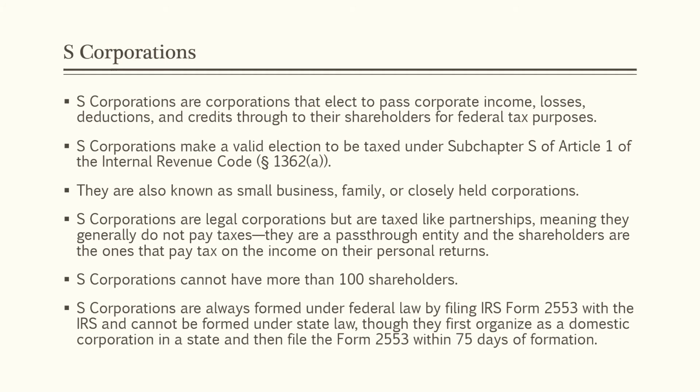Finally, S corporations are always formed under federal law by filing IRS Form 2553 with the IRS and cannot be formed under state law, meaning you cannot file the Form 2553 with the state and validly create an S corporation. However, they do first have to organize as a domestic corporation in a state and then file the Form 2553 within 75 days of formation. It's a two-step process that can only be completed at the federal level. First, a company must incorporate in a state, and then within the 75 days of formation, file the Form 2553 with the IRS. That is how you create a valid S corporation.